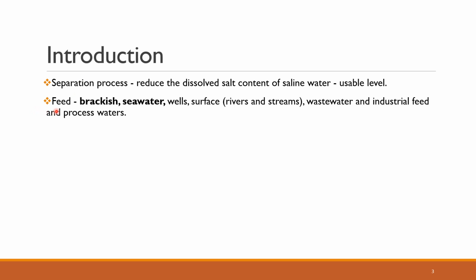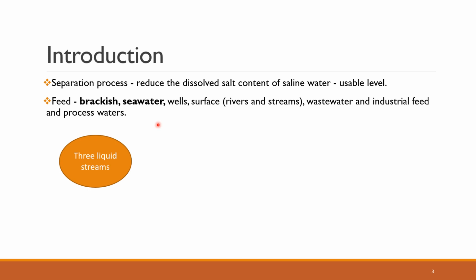The feed, or your saline water, can either come from the sea, or from estuaries, which is called brackish water. It can also come from various wells and surface waters such as rivers and streams, wastewater and industrial feed, as well as processed waters.